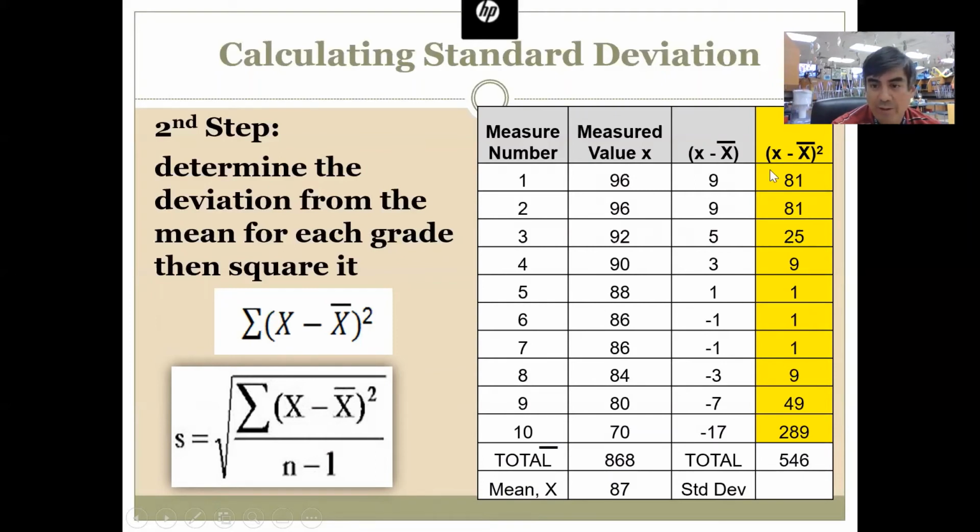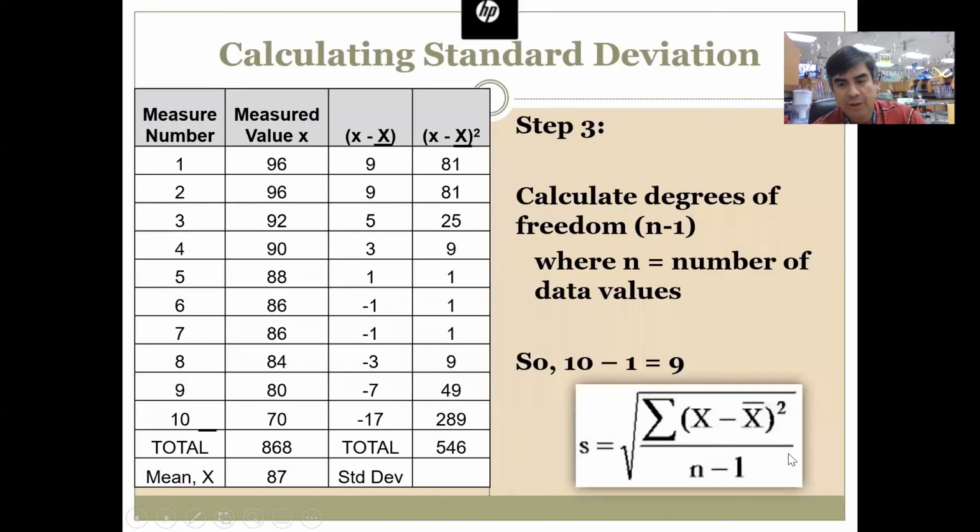So we square them. So now we're going to add every single one of these, and we get a total of 546. So we have our total. Now we're going to take the square root, but before we take that, sorry, my bad, I spoke a little bit too soon. We need to actually divide this 546 by n minus 1. So let's go ahead and look at that.